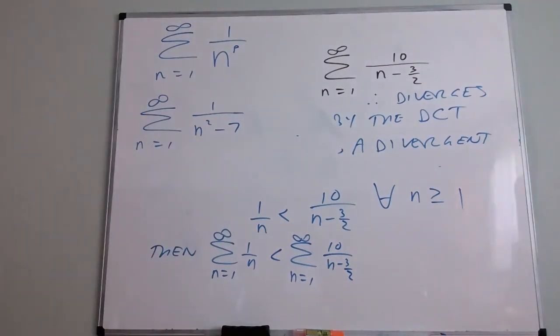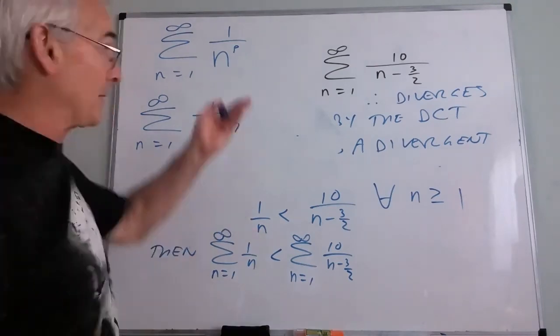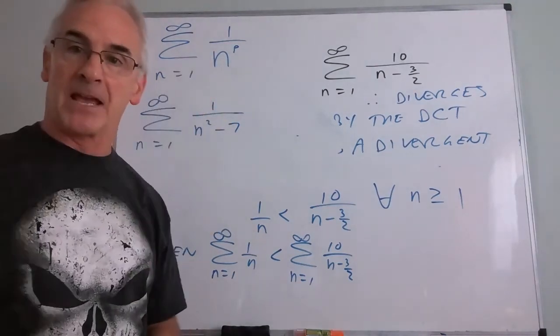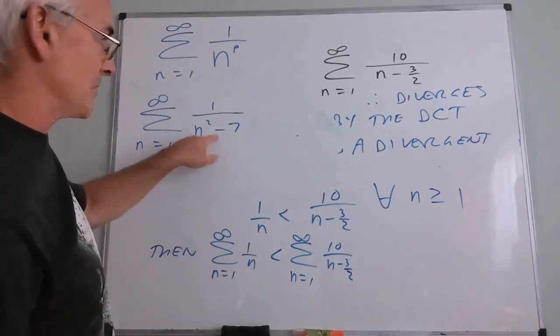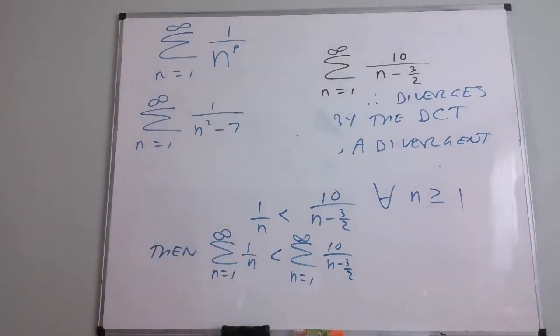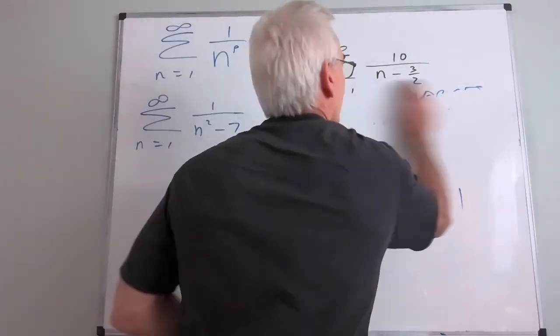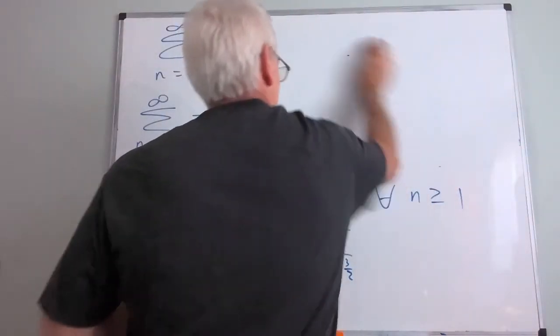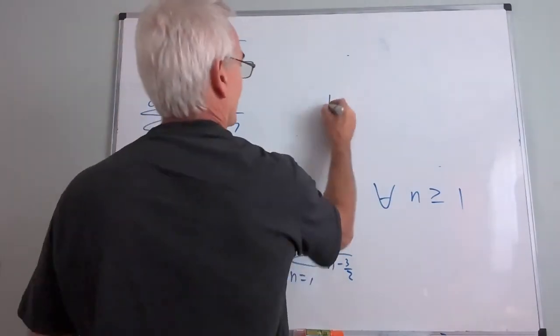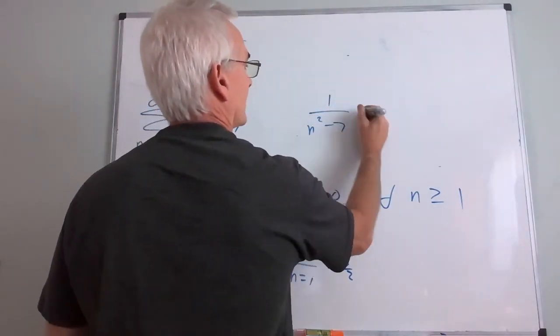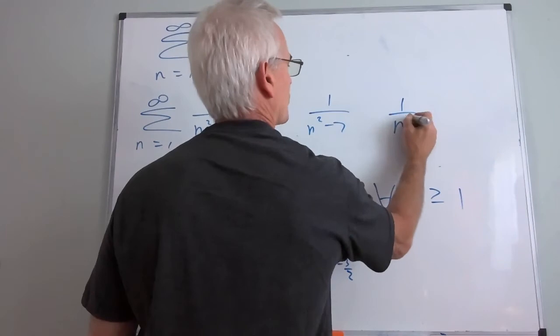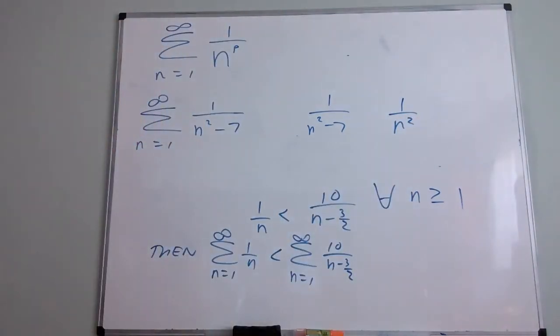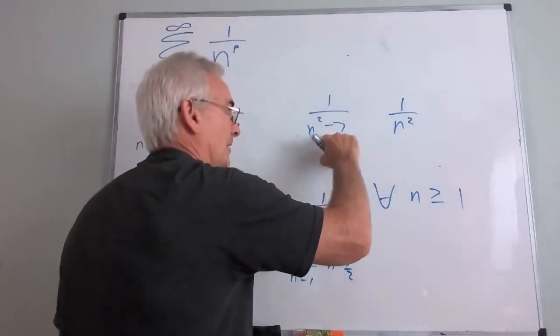You know that the sum of 1/n squared is a convergent P series. Can I use a direct comparison on this one? You cannot. Why not? Because 1/n squared minus 7 comes up with a smaller number than the other one. Which one's bigger, left or right? Right. You're right. The numerator is shrinking.